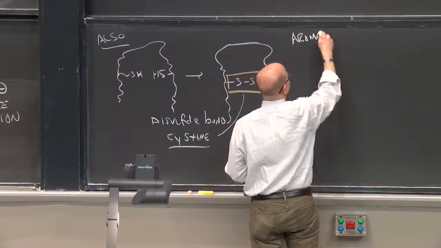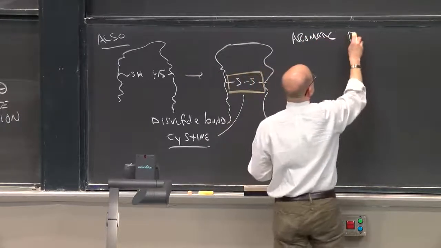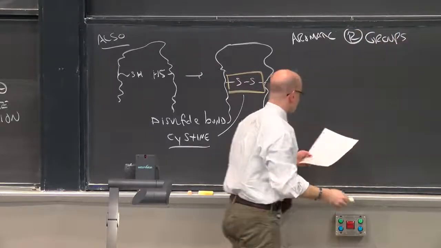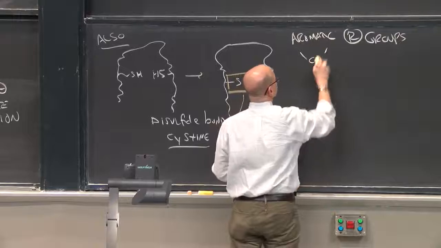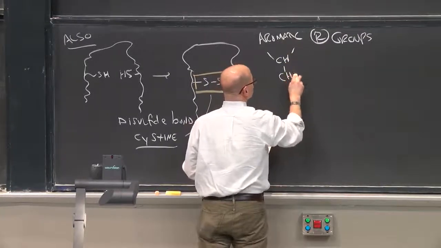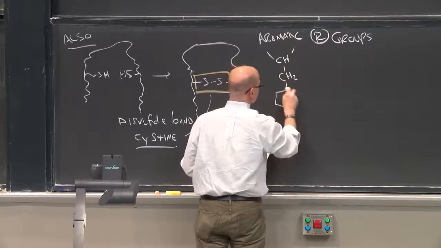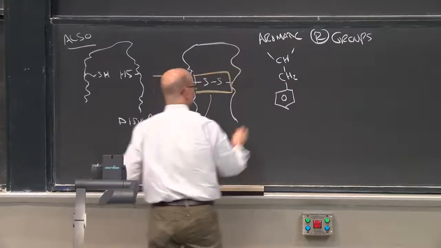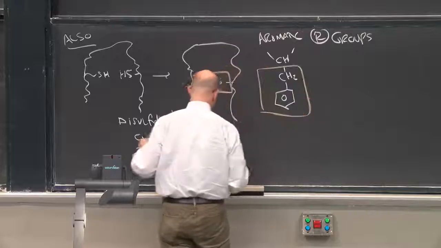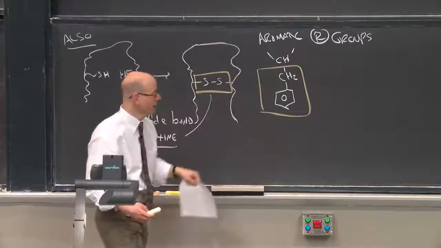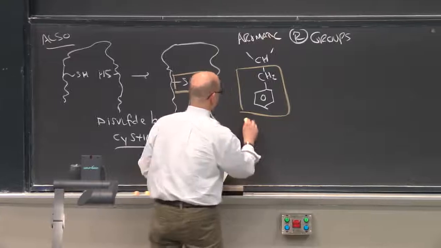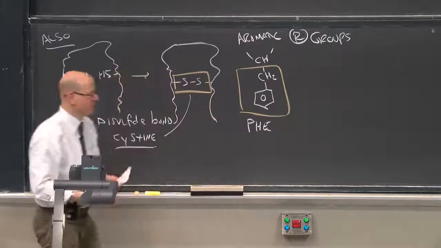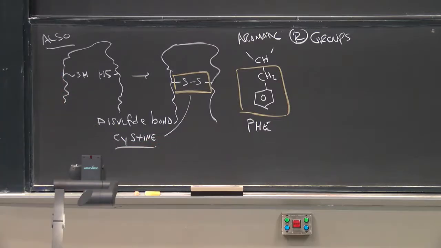Aromatic amino acids. There are 3 of them that we have to worry about. The easiest one is, of course, just a benzene ring linked to the alpha carbon with a methylene group. Okay? This is called phenylalanine, PHE, and now we're in trouble because we already used the letter P for proline.